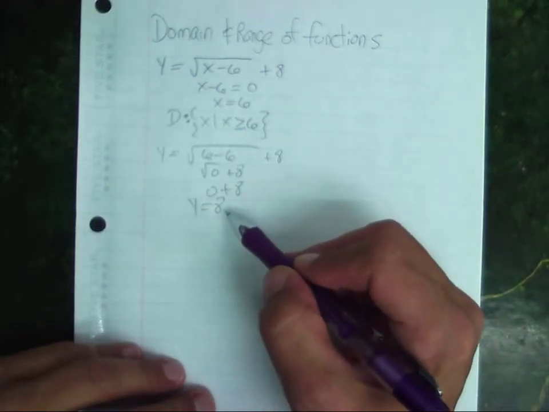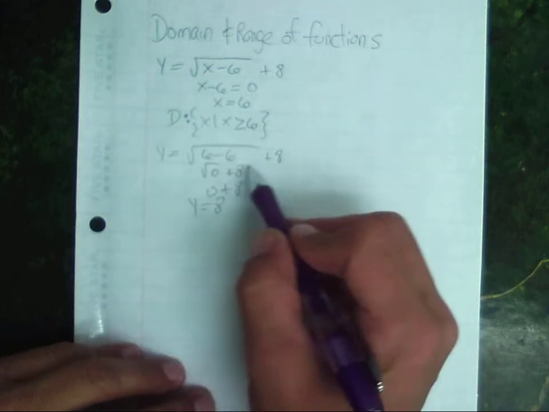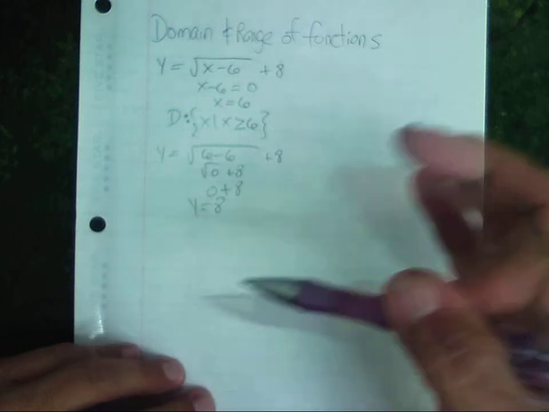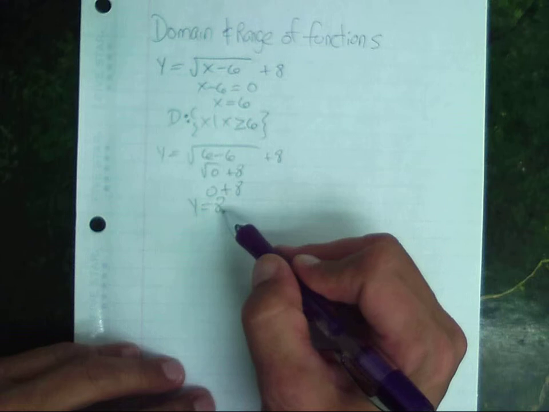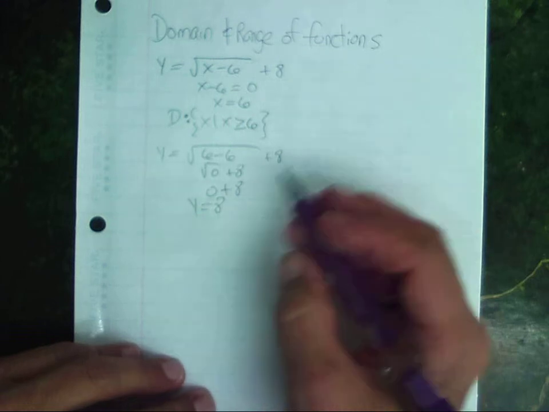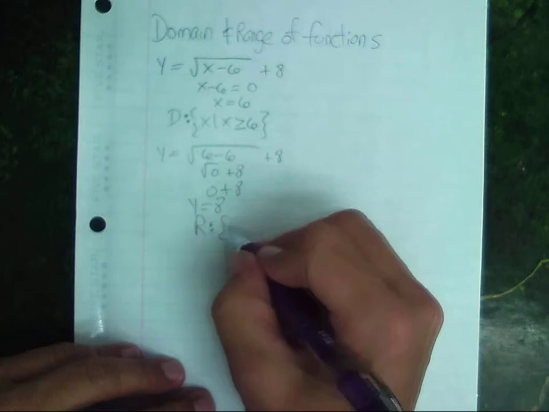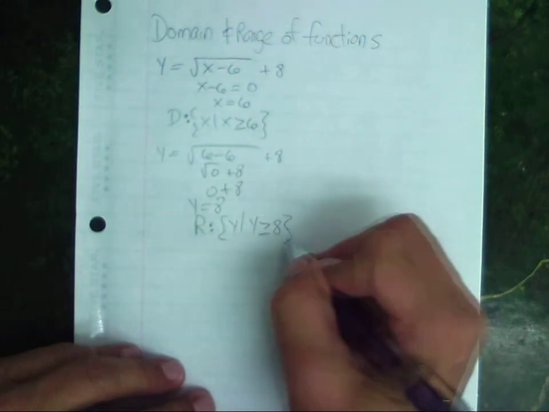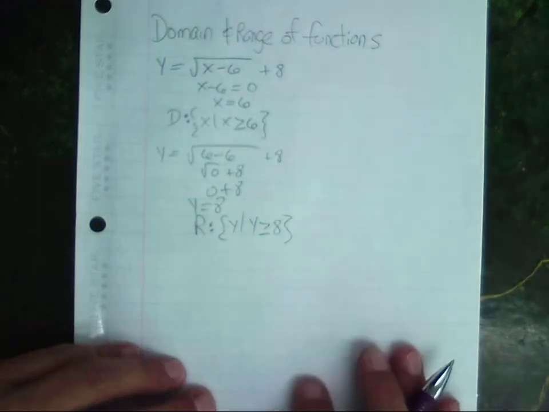Y could never be any value less than 8, because for it to be a value less than 8, this would have to be a negative, which it can never be. As we increase the x, 7, 8, 9, 10, this value increases, which would increase the value of y. So my range would be the values of y where y is greater than or equal to 8. There's your domain and range for this first equation.